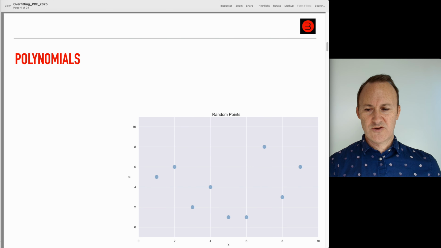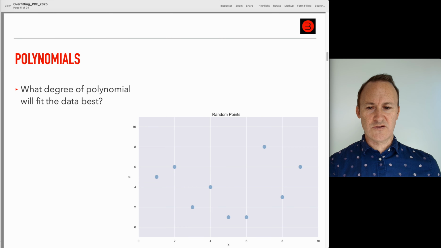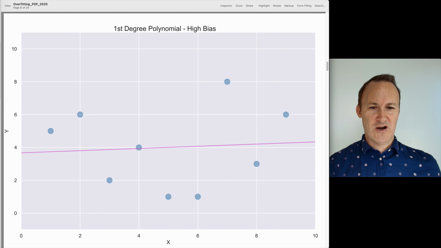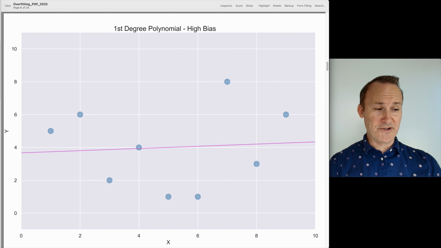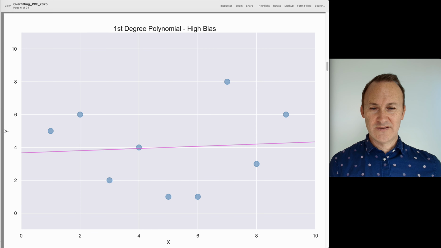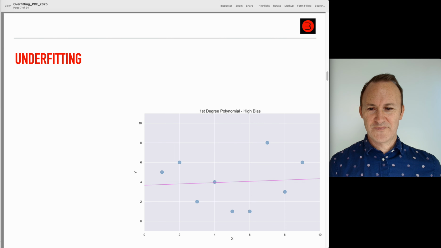Well, you can look at polynomials and ask the question, what degree of polynomial will fit the data best? Here is a first degree polynomial. This is a straight line, and this is the least squares regression line, and it has what is called high bias. This is clearly not overfitting the data. This is the opposite. This is underfitting the data.